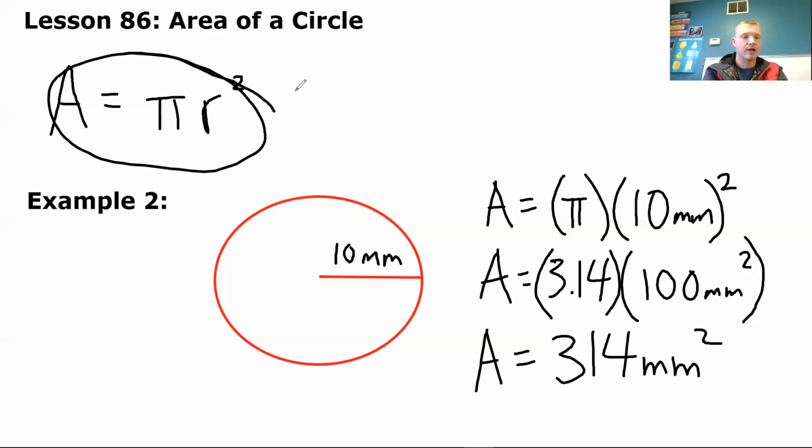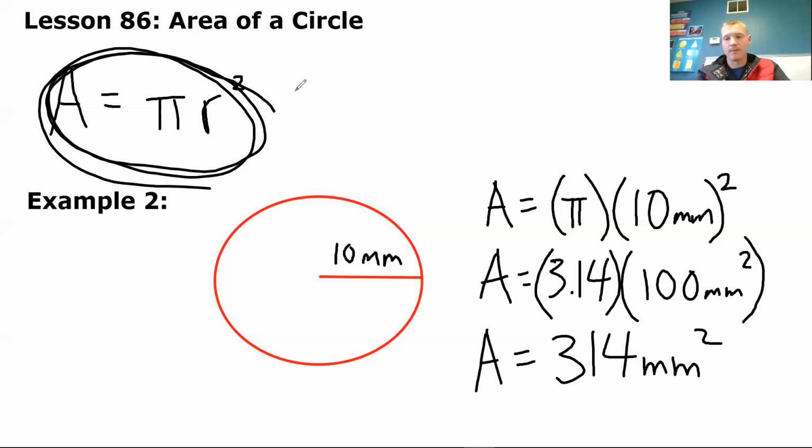This equation right here is very important. That's one that you're going to end up just memorizing because it's a really important equation. So area equals pi r squared, and make sure you remember that pi equals about 3.14, okay?